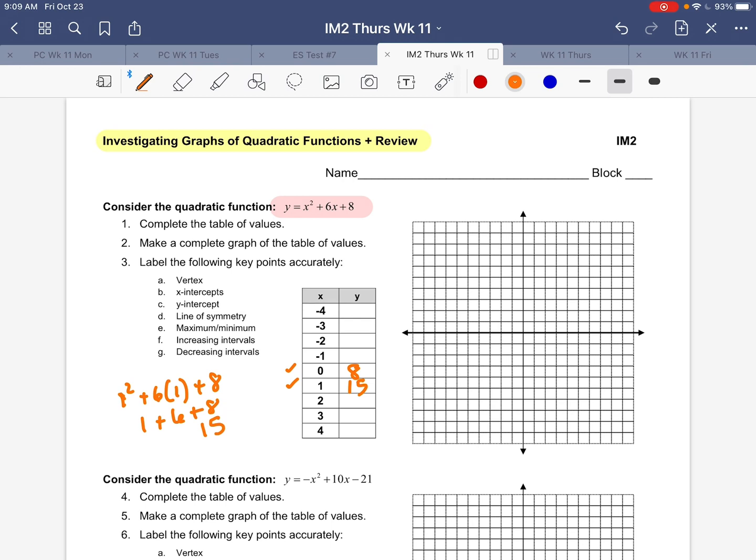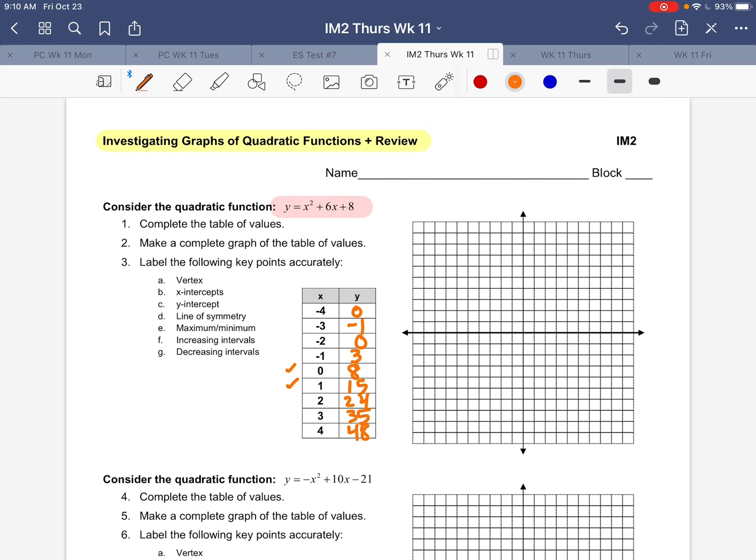So I've already filled these in ahead of time to speed this up. We would have to do that so many more times. Okay, so negative 4 ended up being a 0. Negative 3 is a negative 1. Negative 2 is 0. Negative 1 is 3. 2 is 24. 3 is 35. And 4 is 48. Okay, so after plotting these points, let's go ahead and plot these.